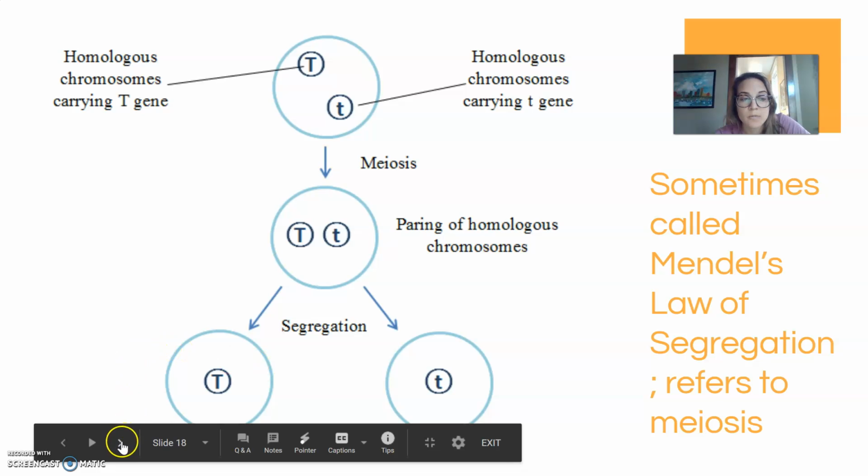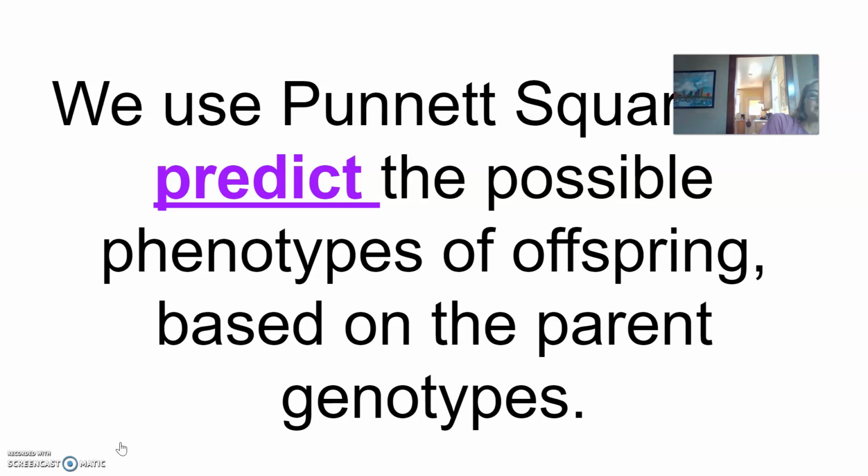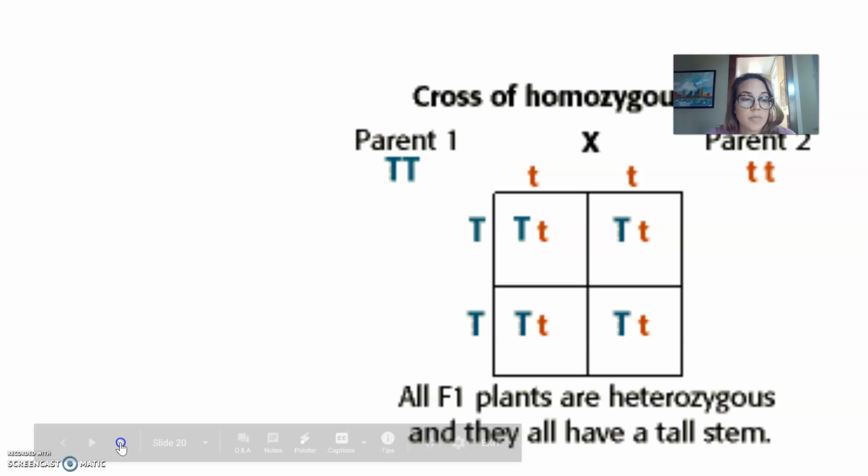Now, a Punnett square is what we use to predict the possible phenotypes of offspring based on the parent genotypes. It is a prediction. It is not a guarantee of what the offspring will be, but we are going to take the parent genotypes, so those capital or lowercase letters, determine what type of gametes will form by the process of meiosis, as we saw in the last slide, and then cross those with the other parent to predict the possibility of having a tall offspring or a short offspring.